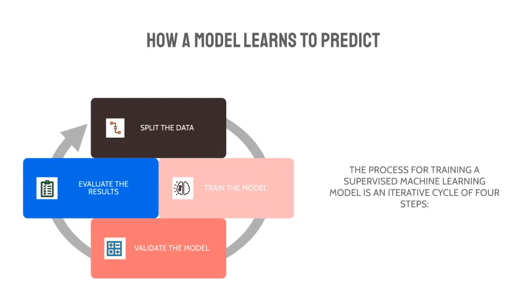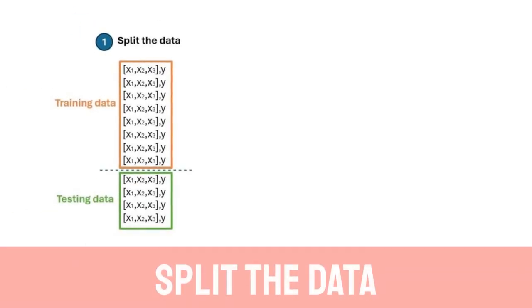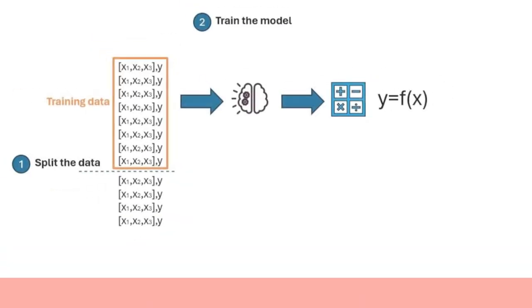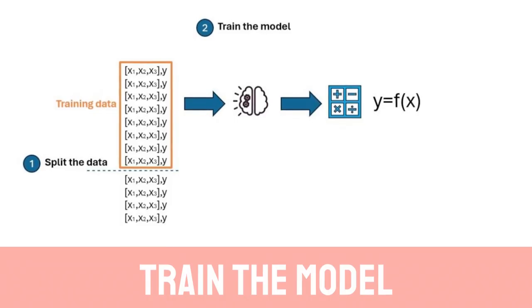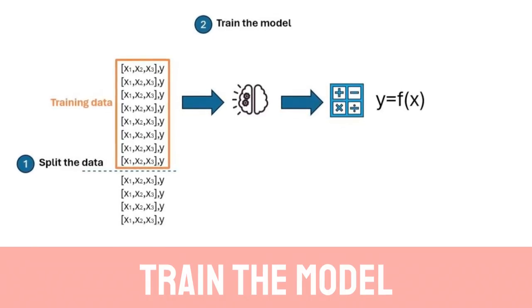The process for training a supervised machine learning model is an iterative cycle of 4 steps. Split the data. Divide your data into 2 sets, a training set for the model to learn from and a validation set for testing its performance. Train the model. Use an algorithm to teach the model to find patterns in the training data.